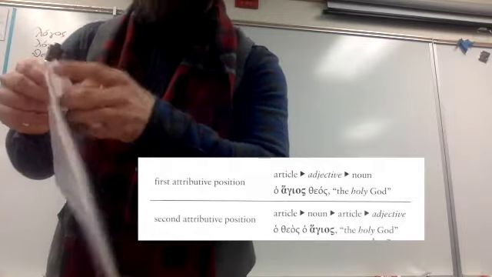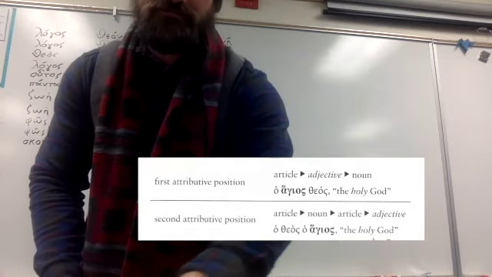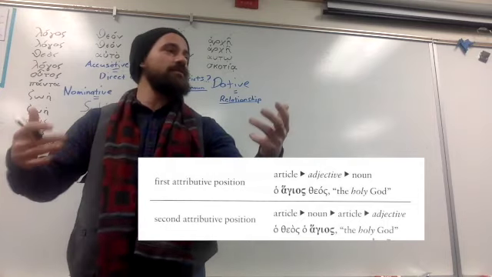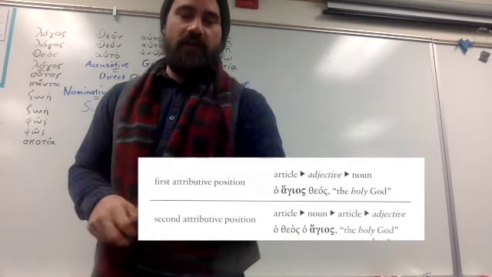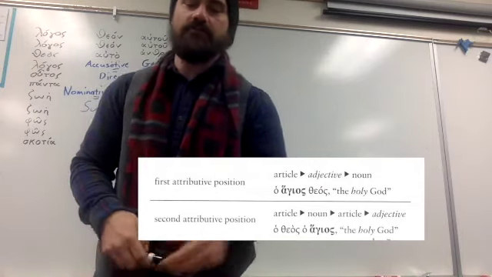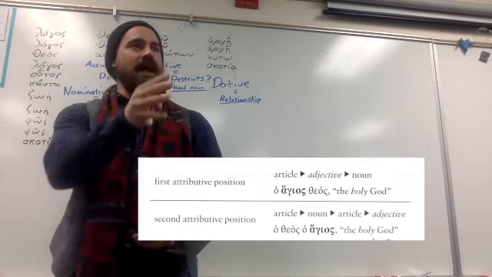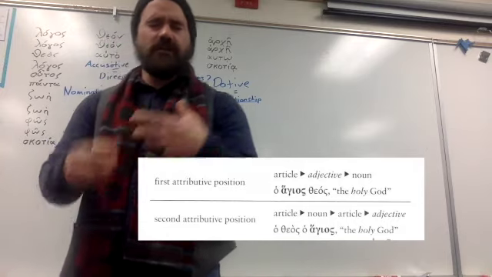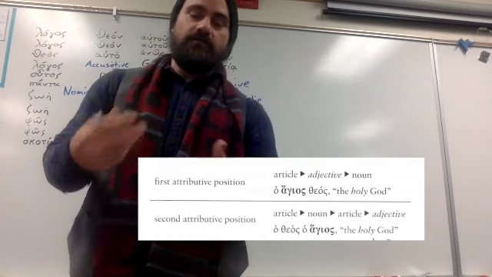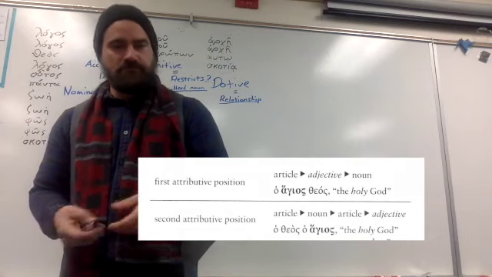So then it gives you an example. Ton proton logon. So proton means first. So ton proton logon, the first word. Again, you have the article, adjective, noun. The first word. Tes kenes logos, the empty word. Article, adjective, noun. Or pistou logou, the faithful or dependable word. In this case, it's just article, adjective, noun.